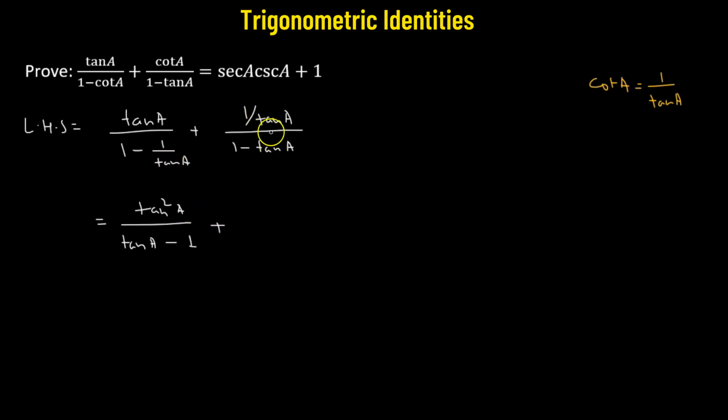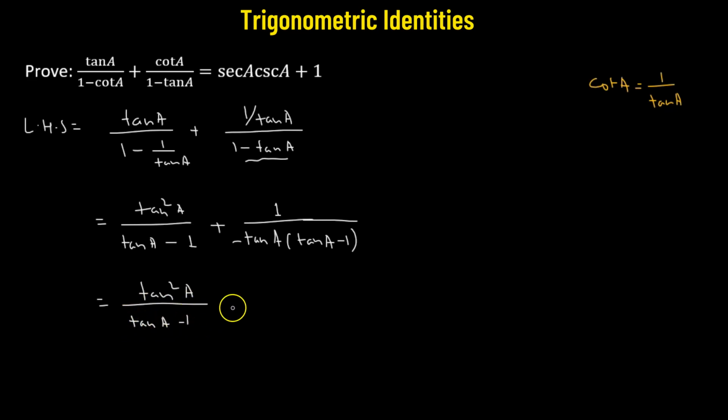Plus, here also on the second term, we are going to multiply both numerator and denominator by tangent of A. So in the numerator, tangent of A times 1 over tangent of A is simply 1. And in the denominator, we have tangent of A multiplied by 1 minus tangent of A. But what we'll do is rewrite this. Instead of writing it as 1 minus tangent of A, we're going to write it as tangent of A minus 1. So all we have done is taken the negative as the common factor. So this is going to give us tangent squared A divided by tangent of A minus 1, minus 1 over tangent of A times tangent of A minus 1.